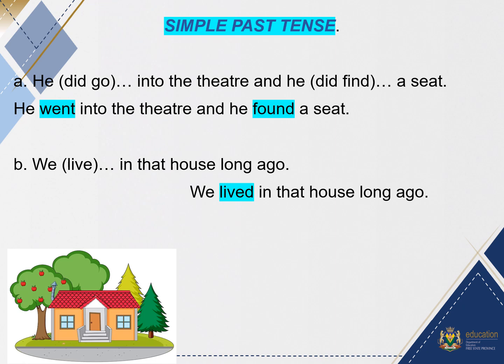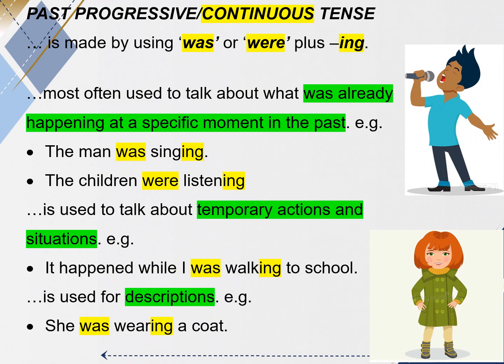Okay, so we're going to look at our past progressive or our past continuous. Let's use continuous. With the past continuous, the verbs we're going to use are was, were plus ing. This is something that was already happening at a specific moment in the past. I noticed that a lot of our learners use this for all their past tense, and it's not always correct. Try and stick to the simple past. So we have, the man was singing and the children were listening.